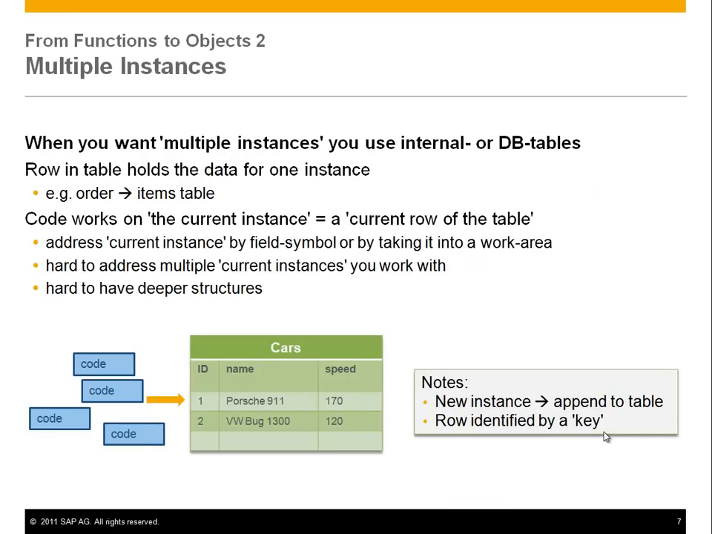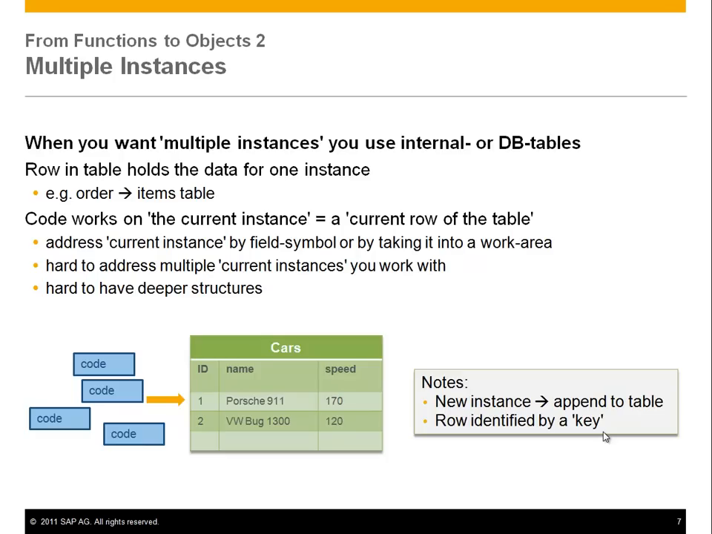Now, another thing in the procedural world: how do you deal with multiple instances? For instance, if you have an order and you have multiple items and you want to deal with those items, then of course you have to have a table of items. That is, a row in a table holds the data for one instance, meaning instances of different logical objects.